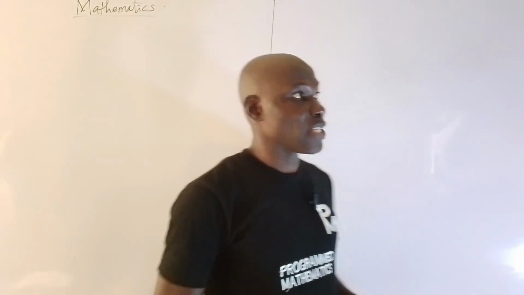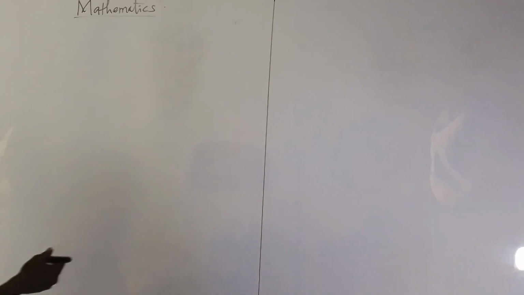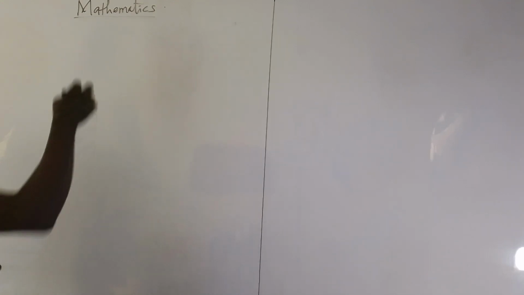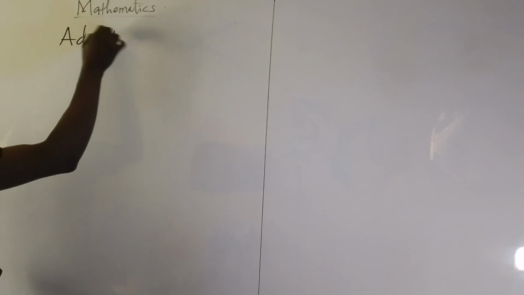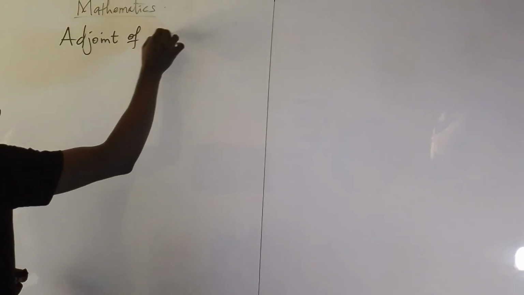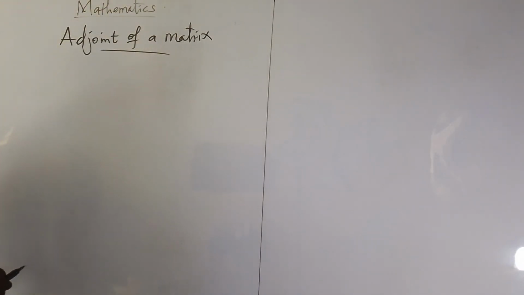In the last video, I explained the cofactors of a given matrix, and I said I'll be discussing the adjoint of the matrix in another separate video. So in this video, I'll be looking at the adjoint of a matrix.